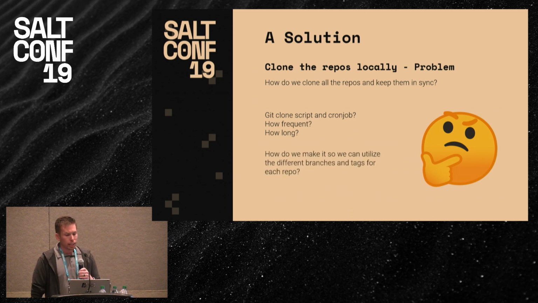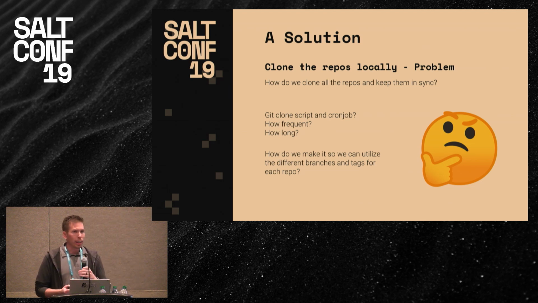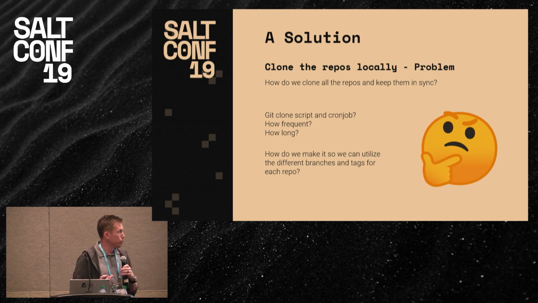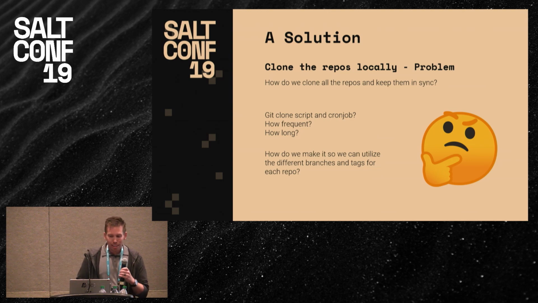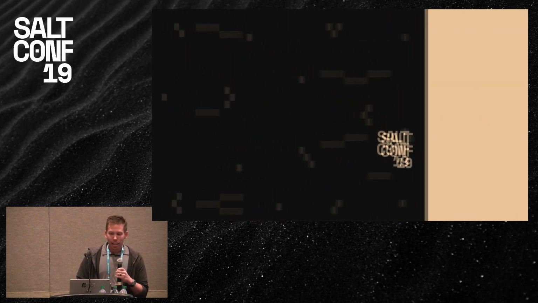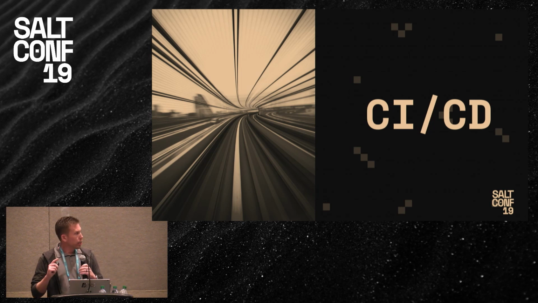And then another issue is how do we utilize those different branches and version tags that we just talked about? So if I clone them down and I've cloned down master, what if I want to use the dev branch, or what if I want to use a specific version tag? Do I have to then check out that version tag for that one state every time? But then what if I accidentally push the wrong version? So not really ideal.